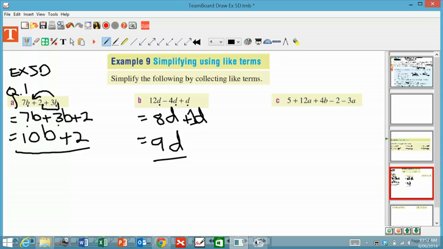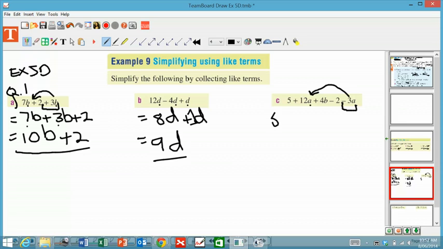Okay, C here. Again, we've got 5 plus 12A, so we look for, and there's another A. I'm going to group them together. Got a 5 there, got a 4B, got a minus 2, so there's no other B's in there, so there's our only like term. So I'm going to rewrite all this, and I'm actually going to bring this guy, remember I'm not going to forget that minus sign, and bring it up into there.